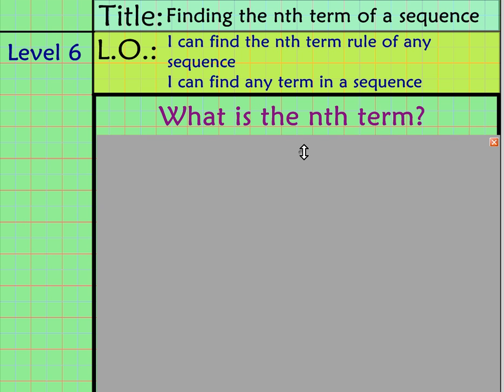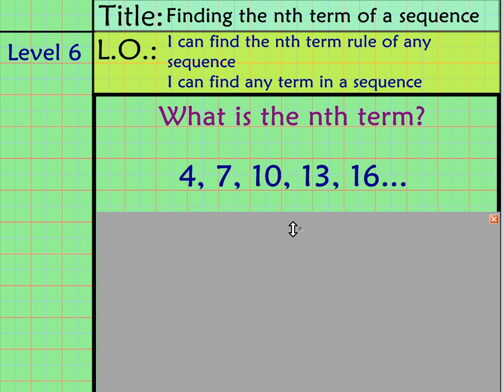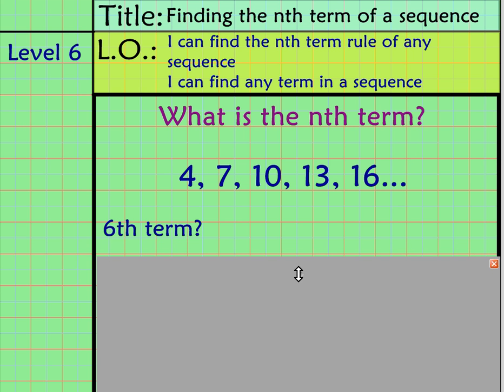Well, here's a nice, simple, straightforward sequence: 4, 7, 10, 13, 16, okay? And you'd find that very easy if the question said to you, find me the sixth term. Well, I've got the first, second, third, fourth, and fifth terms. It wants me to find what the sixth term is. Well, I know that it's going up in threes. So I can tell you that the sixth term, the one after this, is going to be 19. Just add on 3 to the fifth term.